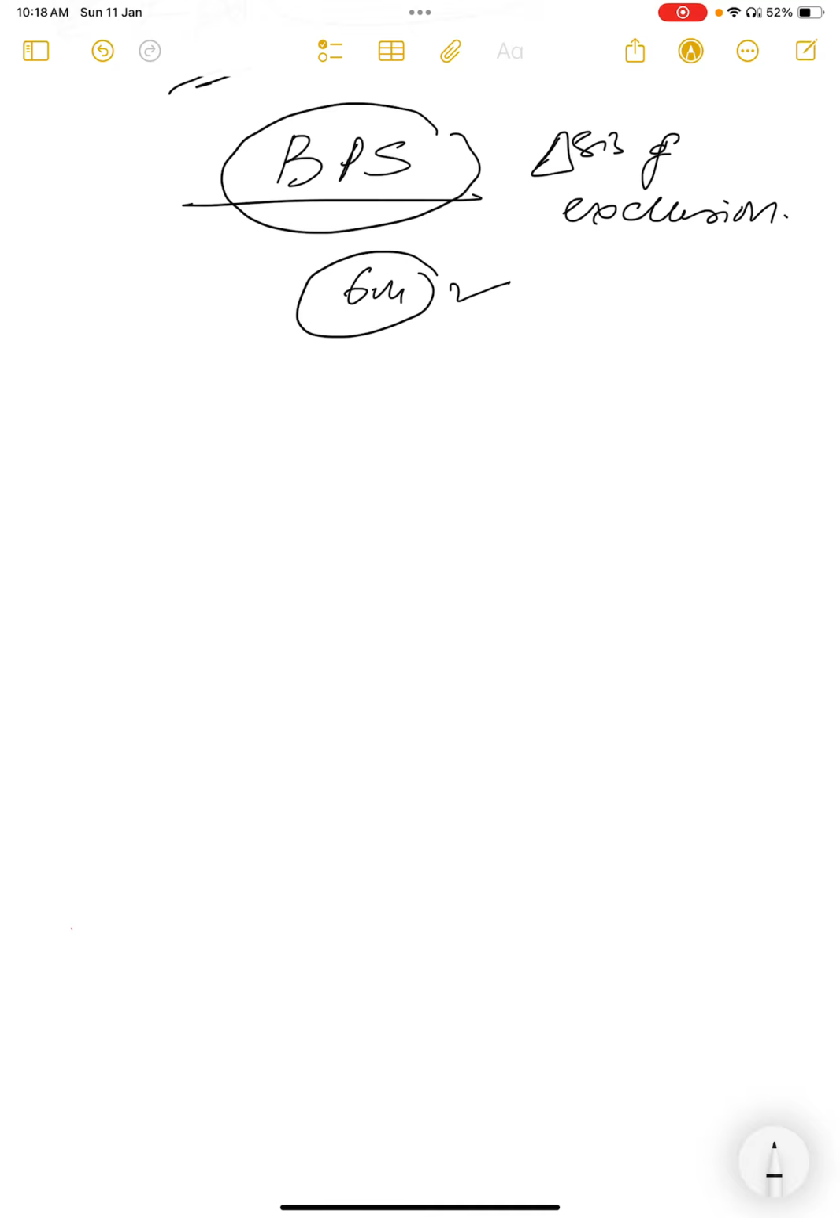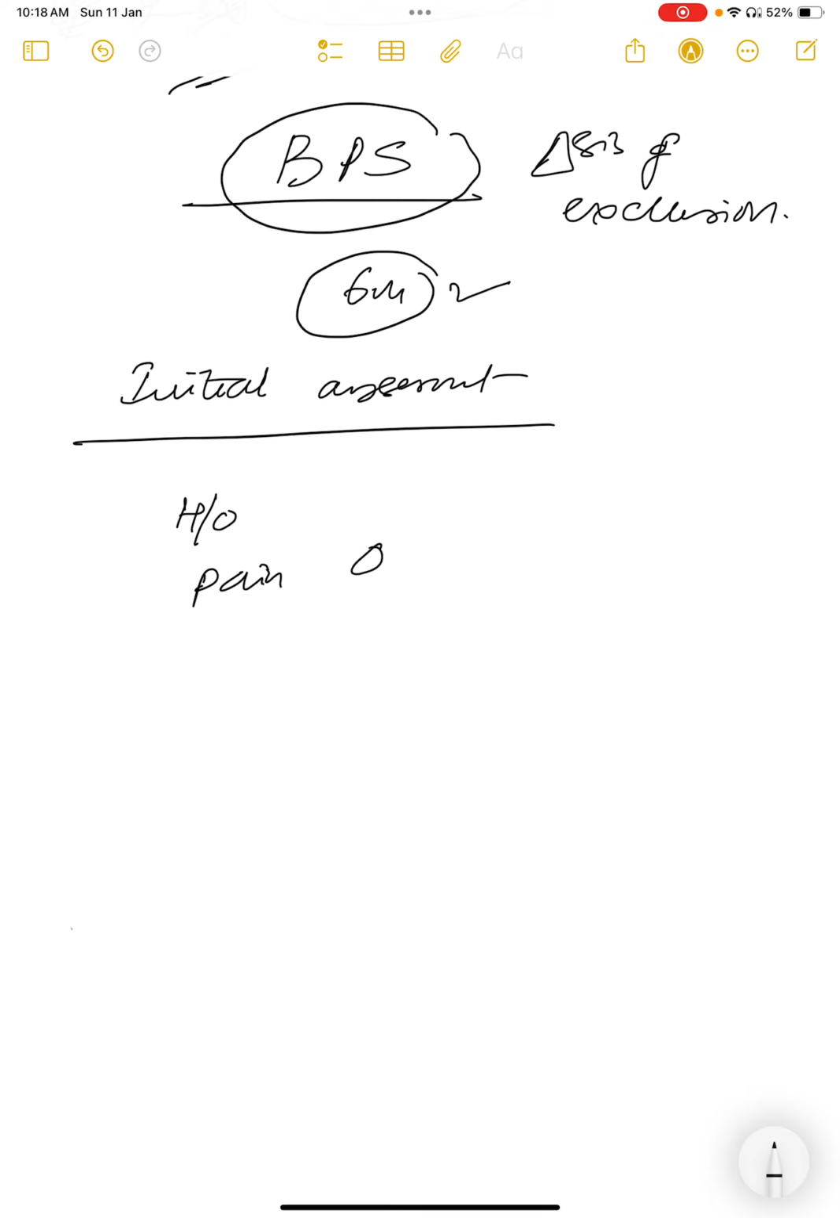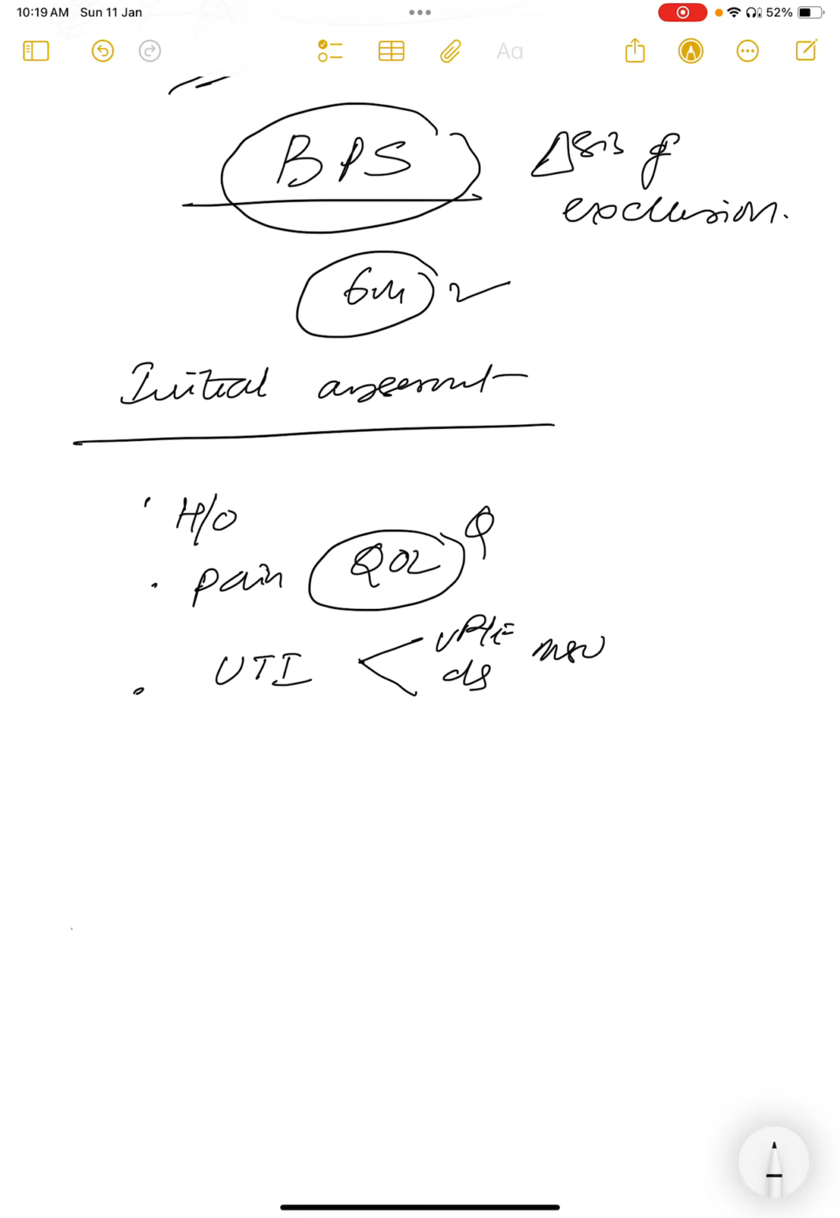If a patient comes with bladder pain syndrome, what will you do first? Initial assessment. You'll take the history, ask about urinary symptoms, ask about pain, and assess the quality of life. Then obviously the first thing is you should rule out UTI, by urinary protein and culture sensitivity of a midstream urine sample. You'll physically examine her, and do a volume and frequency chart: how much volume she's taking, and how frequently she's passing urine.